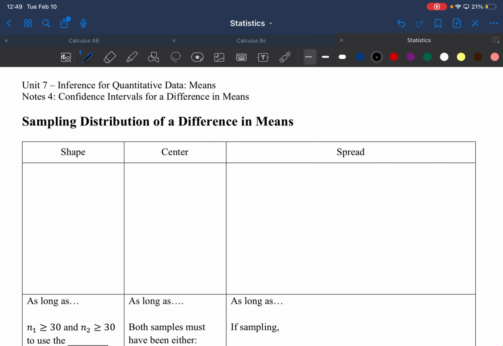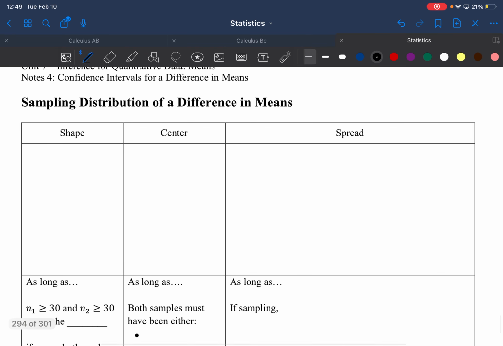Okay, so notes 4 is confidence intervals for a difference in means. The beginning of these notes is a recap, kind of like the majority of the notes we went over so far in this unit. So starting with the sampling distribution of a difference in means.